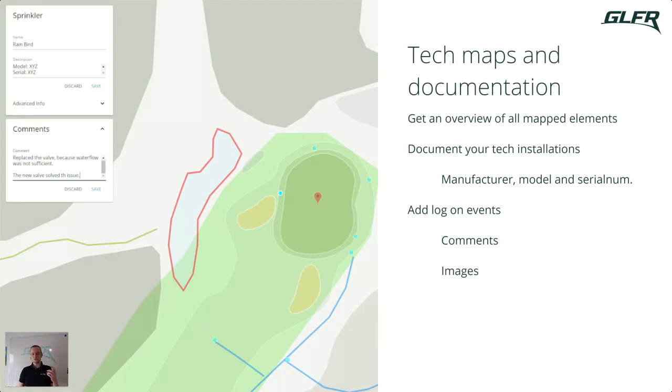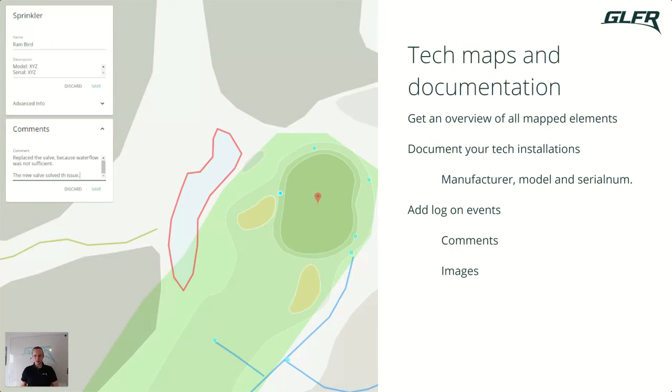First of all, the map, of course, is there to give you a great overview of all the mapped elements on your course. The other interfaces we have here and there for editing the drawing or something like that, those are good on a single hole and for changing the layout of something. The tech map is made so you can easily get an overview of the entire course, navigate around, zoom in on something, and find the details about that specific element.